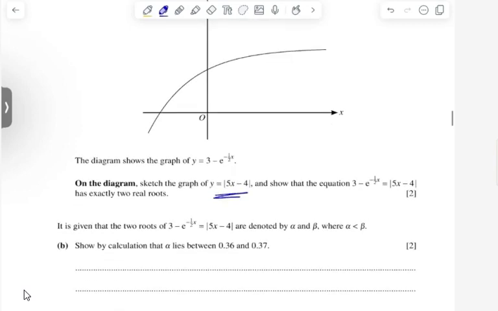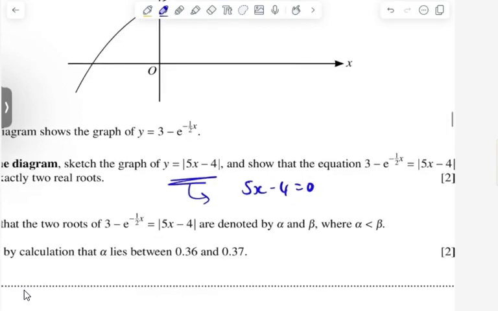The easiest way that I find to draw these mods is I first find where my x-axis now is, and I do that by equating this to 0. So x is going to be 4 over 5, and if we take a look, that is about 0.8.